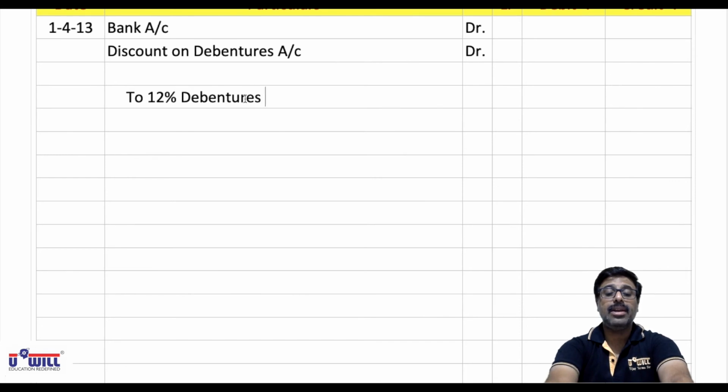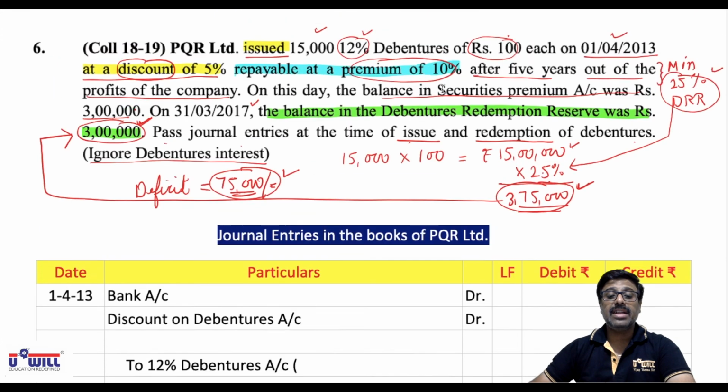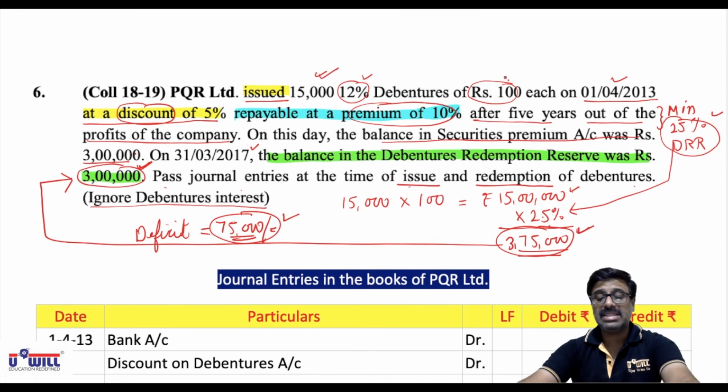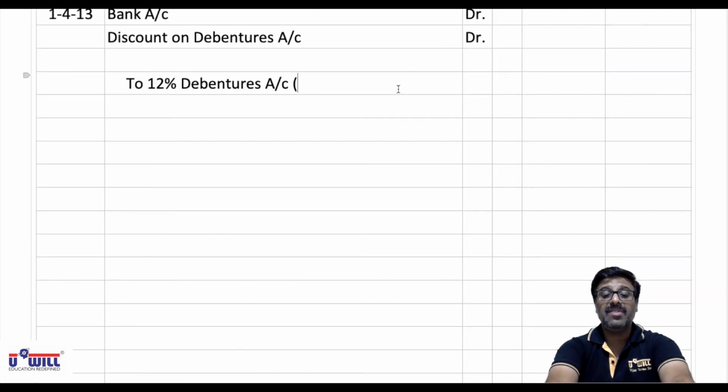Now what did I tell you earlier? First you record the amount of debentures with face value. 15,000 debentures are there, 100 rupees is the face value. So first you record the amount of debentures with face value. 15,000 into 100, that is 15 lakhs.